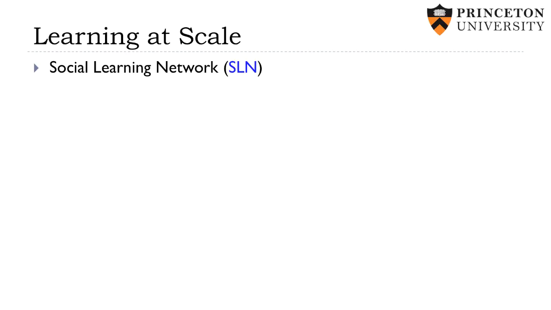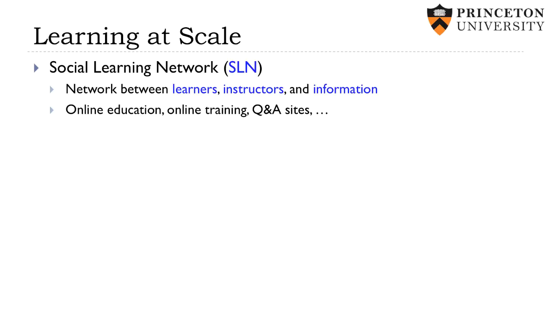A social learning network, or SLN, encapsulates a range of scenarios in which a number of people learn from one another through structured interaction. These are networks that exist between learners, instructors, and also modules of information. The proliferation of online learning and online communication in general has given rise to a number of SLN applications. Some of these include online education, enterprise social networks for online training, and Q&A sites, which have created SLN among students, employees, and askers-answerers, respectively.